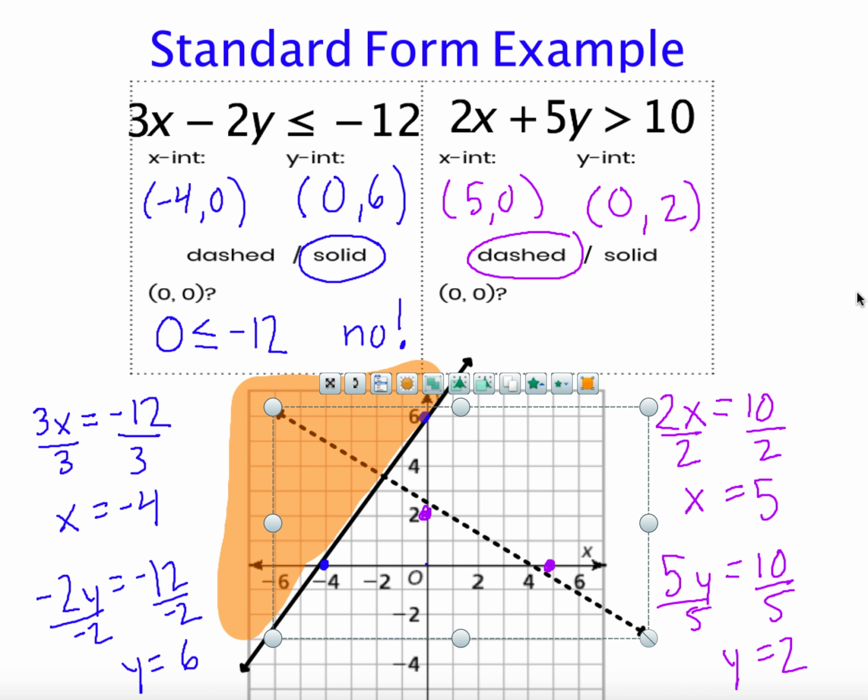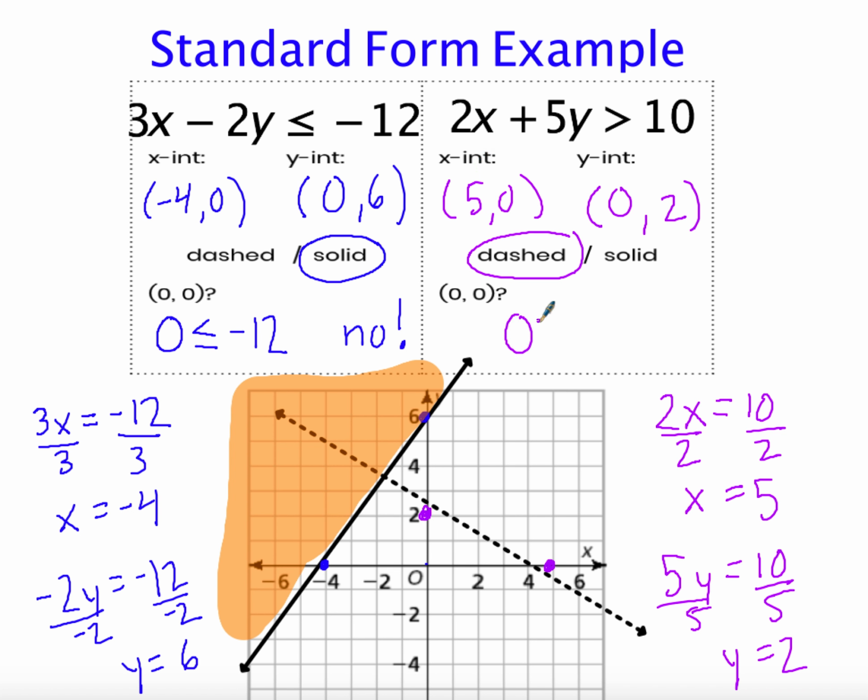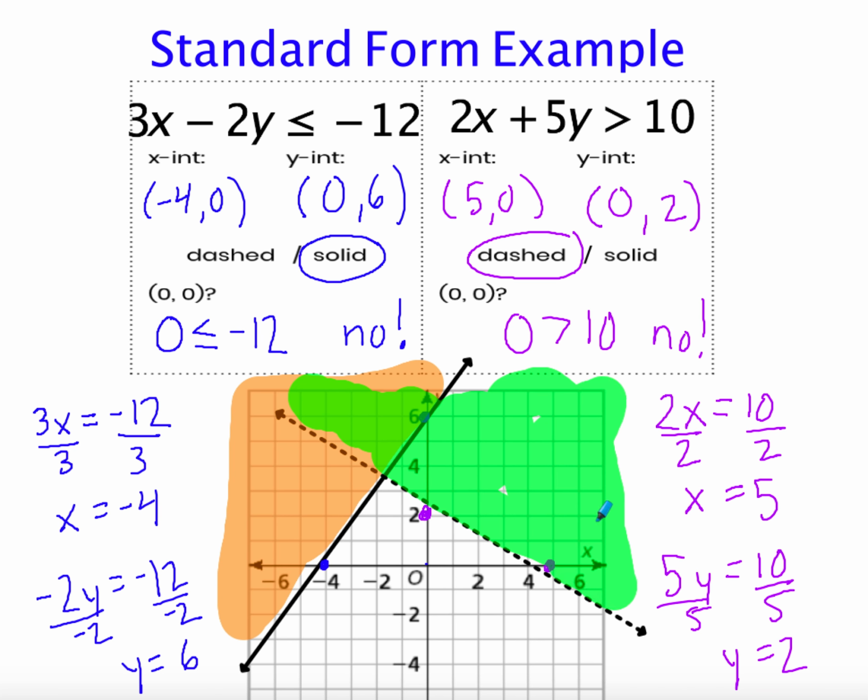And then I need to decide which region of the graph I'm shading. So I plug in 0 for x, 0 for y, and is 0 greater than 10? No, 0 is not greater than 10. So I'm going to shade the side of the boundary line that does not include the origin.